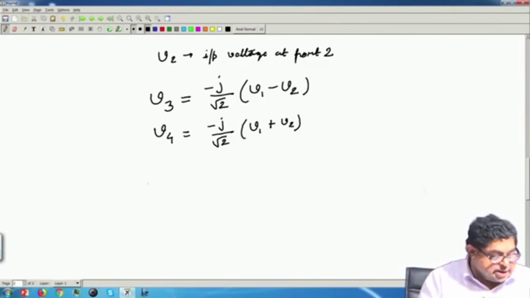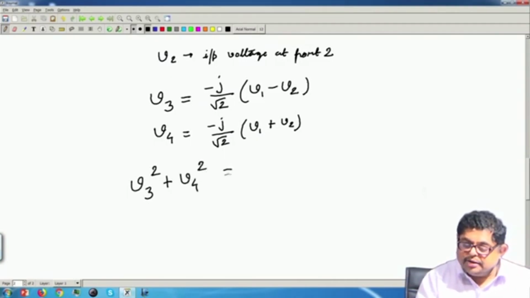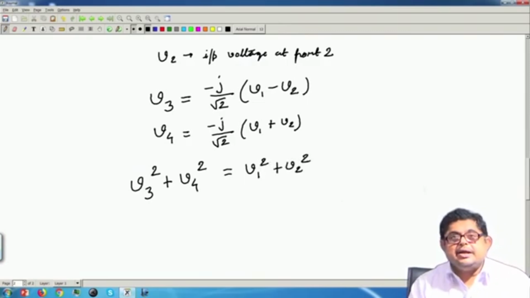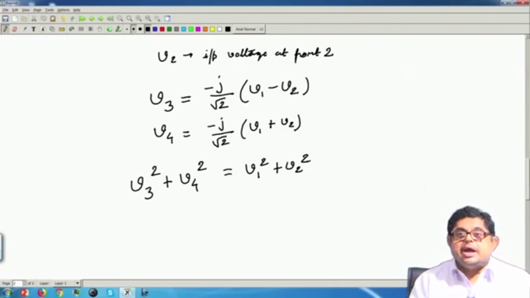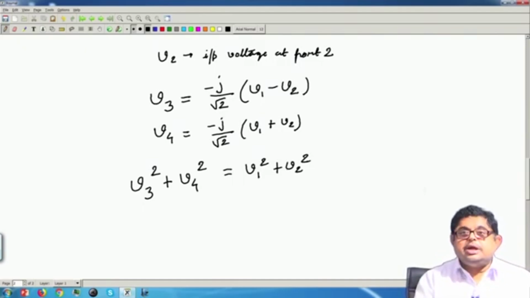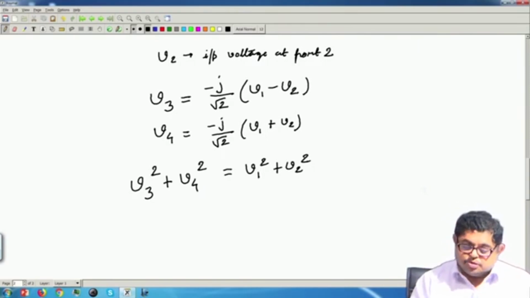So, we can check that if we find what is V 3 square plus V 4 square, that becomes V 1 square plus V 2 square. That means, power balance is there between the input and output. That is required because we are assuming a lossless T junction. And also the input and output are interchangeable. That means, we can make 3-4 input ports and 1-2 output ports.